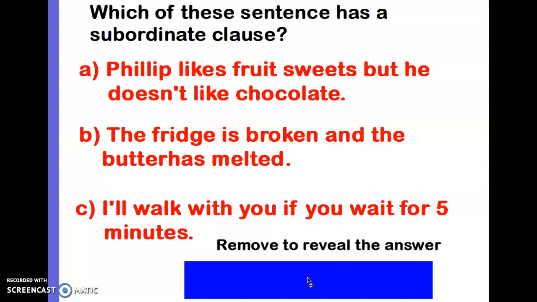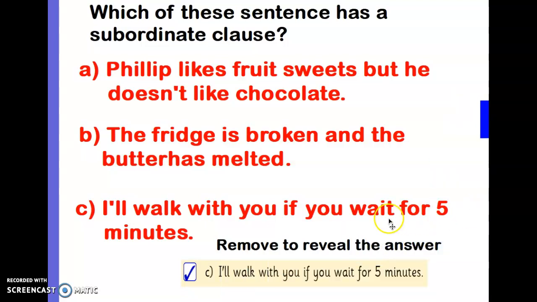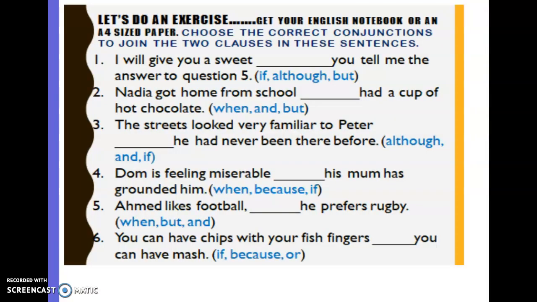Okay, let's remove to reveal the answer. Okay, I'll walk with you if you wait for 5 minutes. The C, this one has a subordinate clause. I'll walk with you if you wait for 5 minutes. If is a subordinate conjunction. Okay, well done. Pat on your back.